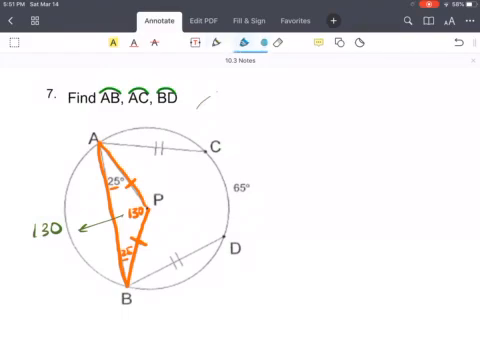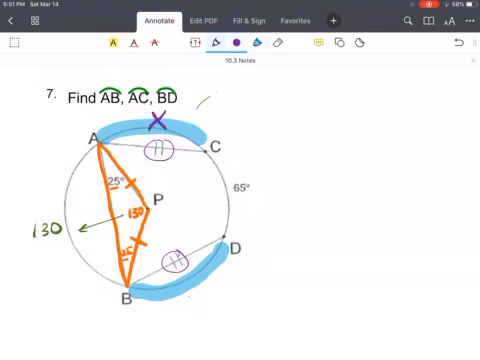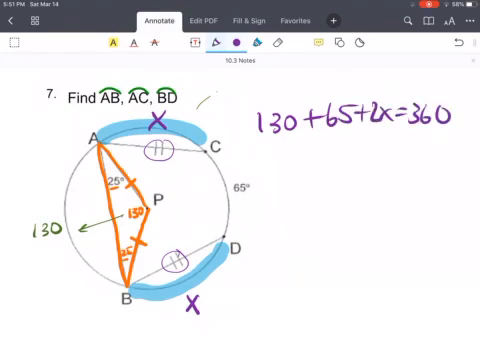Now I have two arcs that are missing. I don't know what they are, but I do know that they have to be equal to each other because the chords are equal to each other. So I call them both x, and then all of my arcs together must add up to 360 degrees. When I solve that, I get x is 82.5. Now I can go back and find the measure of all three of those arcs.